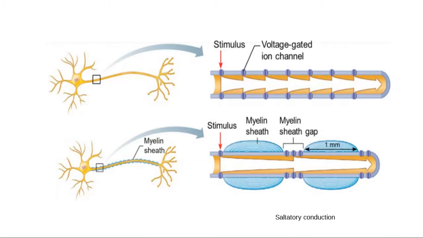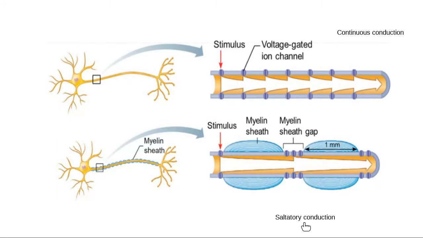Saltatory conduction. When we talk about not having a myelin sheath, where the entire membrane has to change its charge, that's called continuous conduction, where we have to change the membrane charge every single place. Hey, not a trick question. Do we think that continuous conduction or saltatory conduction is going to be faster? Which one do we think might be faster? Continuous or saltatory? Yeah, exactly. Saltatory conduction is much faster.